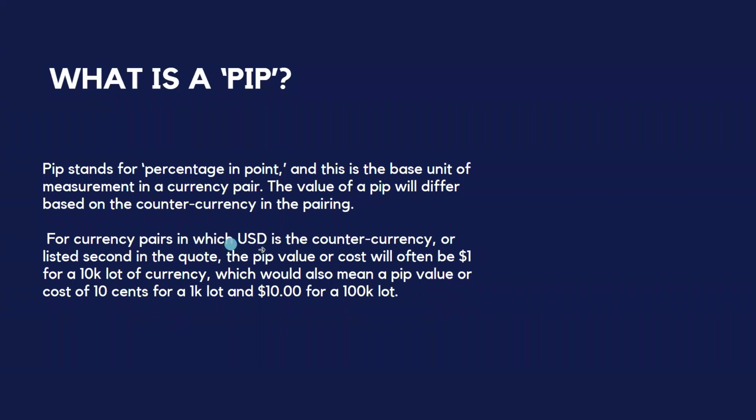For currency pairs in which US dollar or USD is the counter currency, or listed second in the quote, the pip value or cost will often be $1 for 100K, or a $10,000 account or lot of currency, which would also mean a pip value or cost of 10 cents for a 10K lot and $10 for 100K. Let me explain what this means.